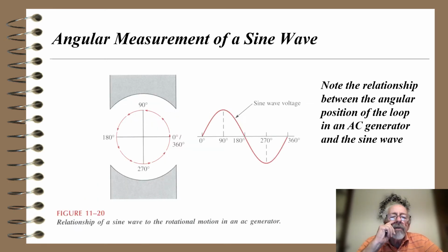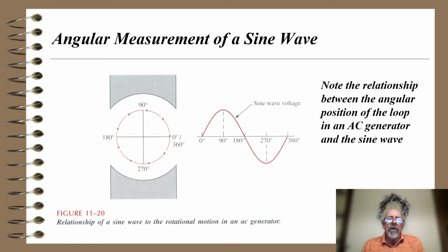What about the angular measurement of a sine wave? Well, again, there's a one-to-one correlation between a sine wave and the rotation of something in a circle, or 360 degrees. So this shows the loop of a generator and the sine wave that would result from the generation of AC voltage as the loop spins around 360 degrees.